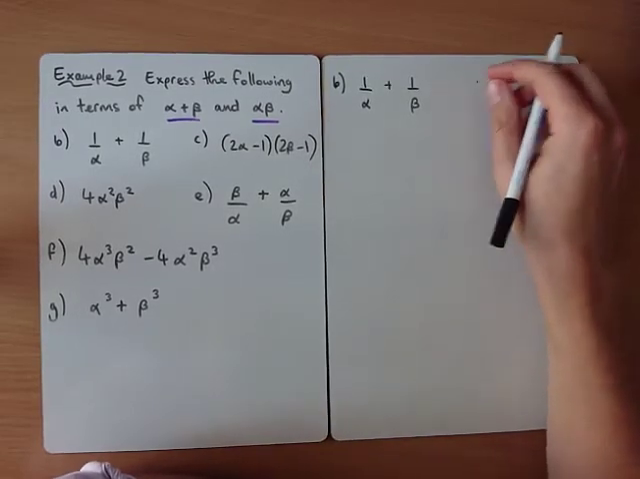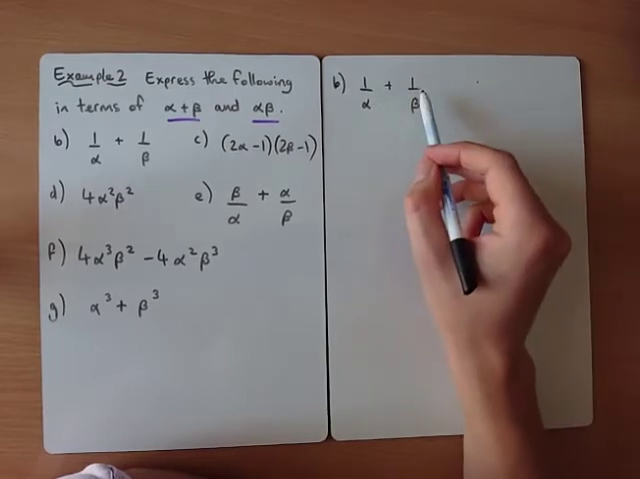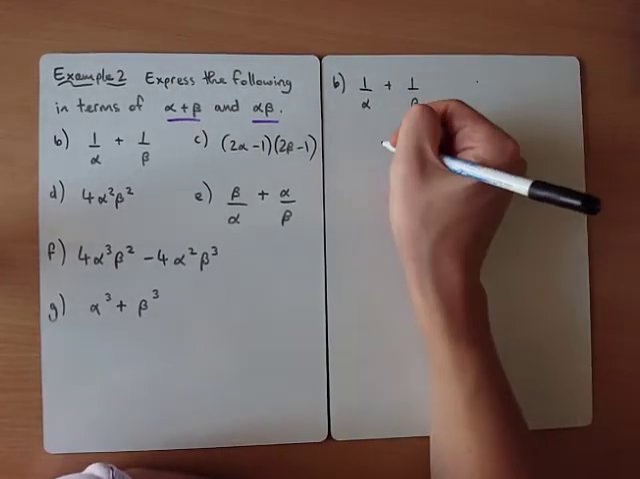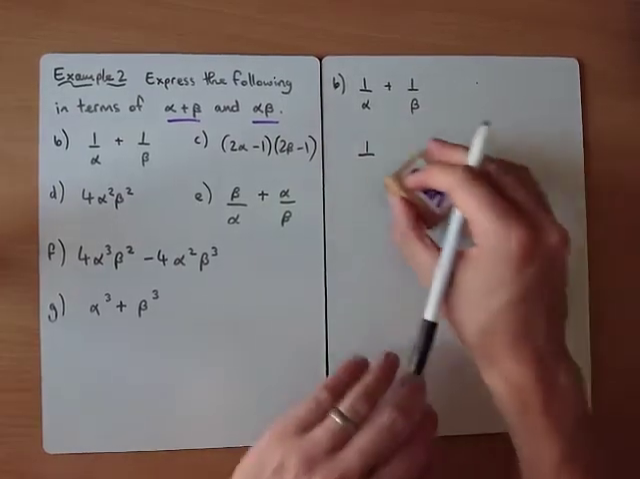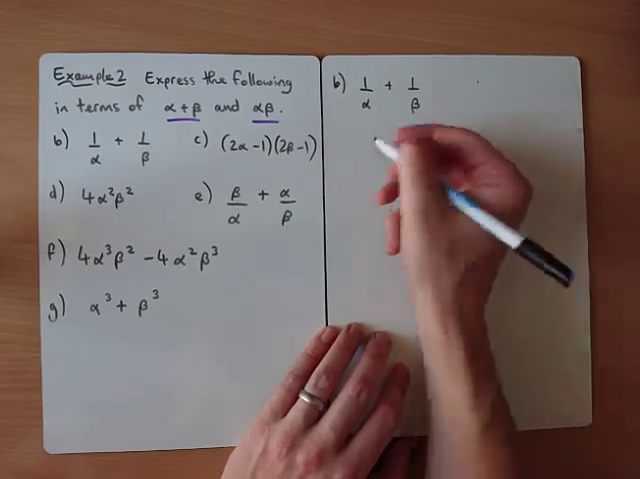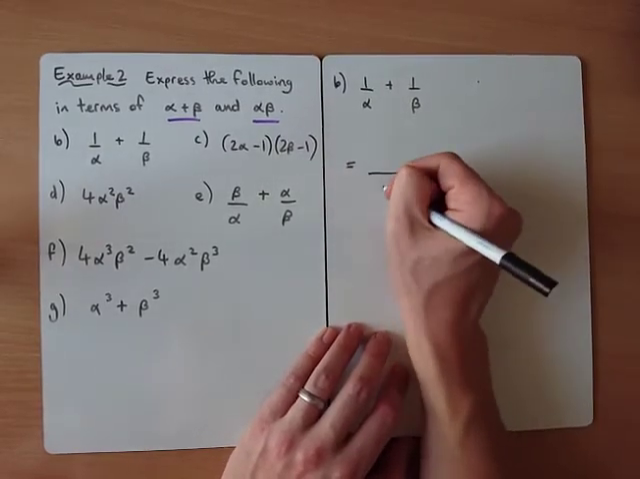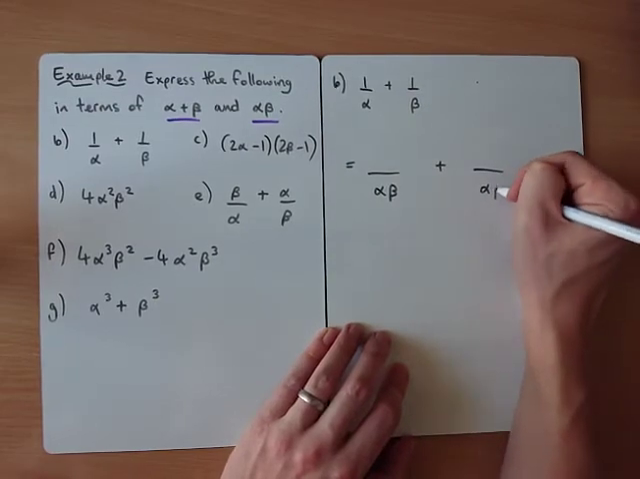Okay, so for part B, we've got 1 over alpha plus 1 over beta. Now we want to combine these together into a single fraction. We need the common denominator first. So if you look at your two denominators, you've got an alpha and you've got a beta. What we could realise is that we actually need them both over the denominator of alpha beta.